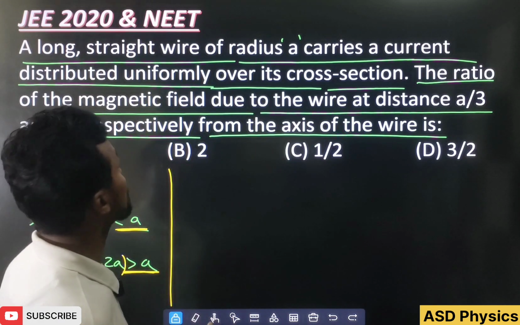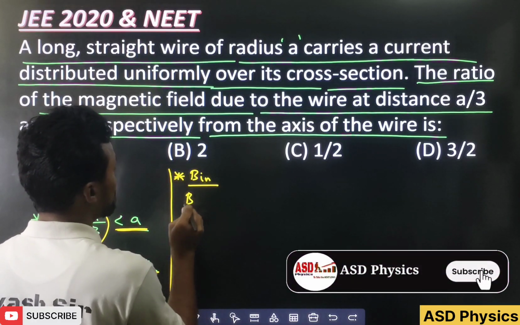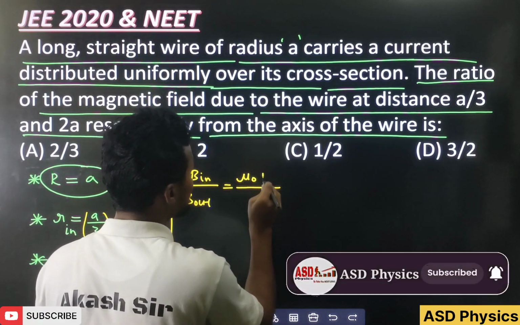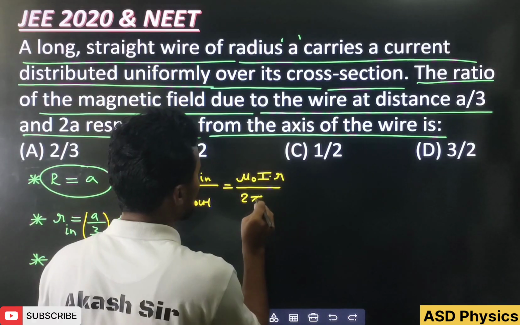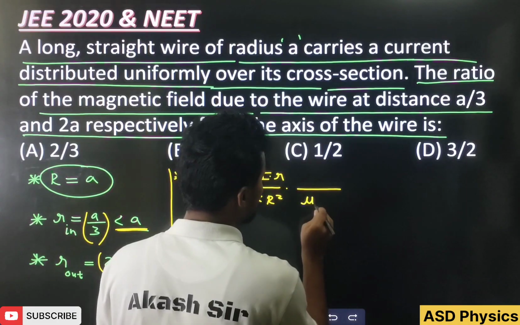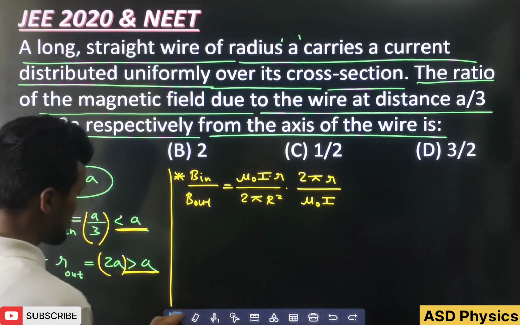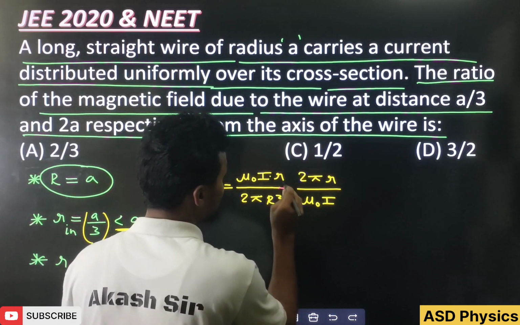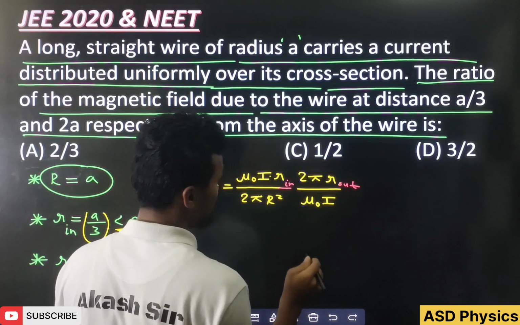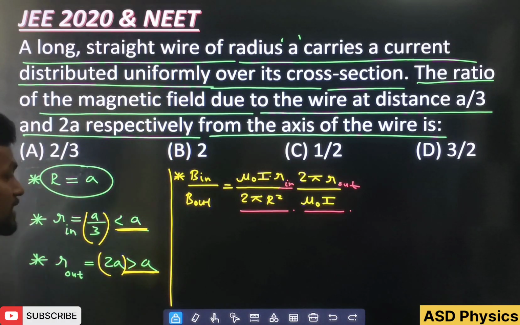Now they are asking for the ratio. So I will write here the ratio B in by B out. B in formula, inside, is mu naught I small r squared by 2 pi capital R squared. Now what is the B out formula? Mu naught I, and this will be reversed, so I will take 2 pi r here. Here r in is the inside distance and r out is the outside distance. I hope there is no confusion here.